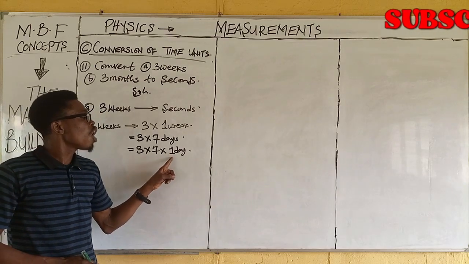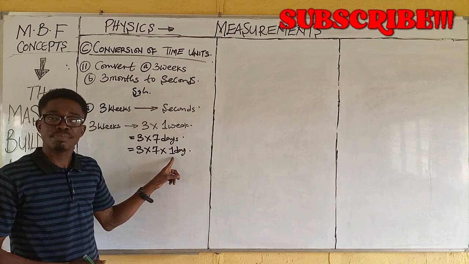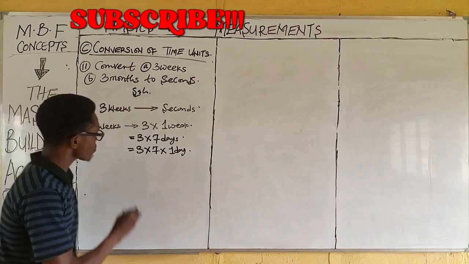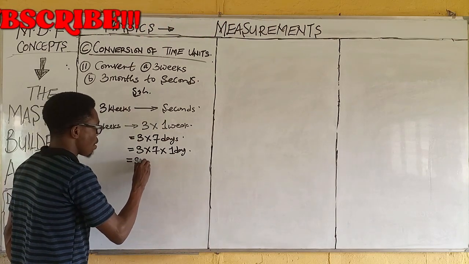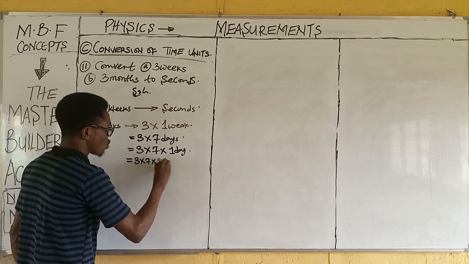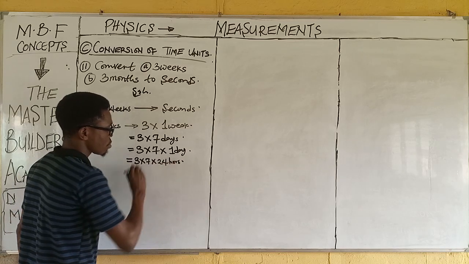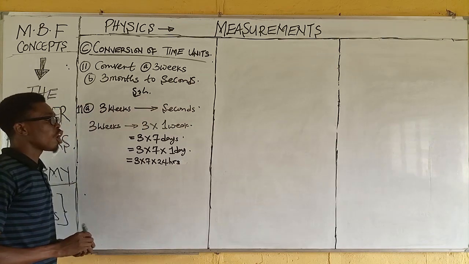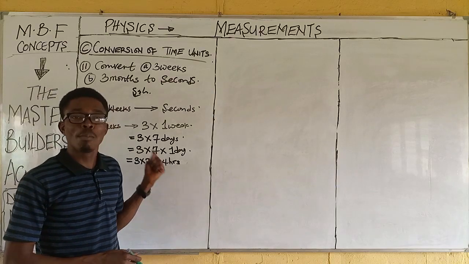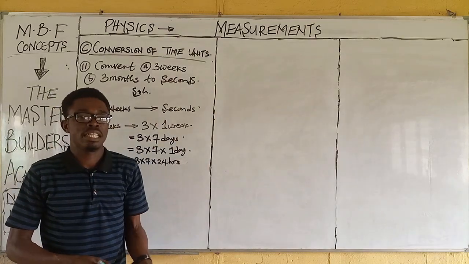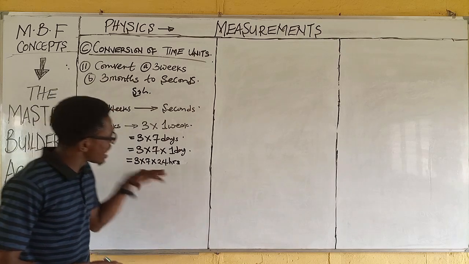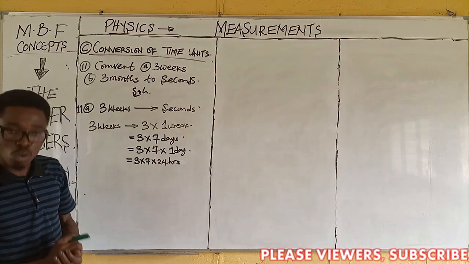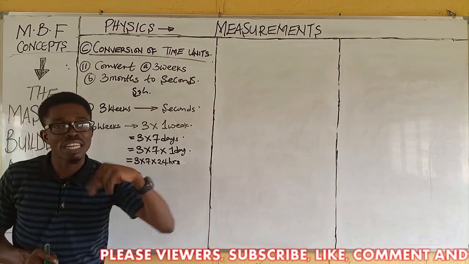Listen, guys. What is 1 day in terms of the other mini units? 1 day is equivalent to 24 hours. Then I'm going to have this as 3 multiplied by 7 multiplied by 24 hours. Are we there? Now that I have gotten my unit in hours, I need to move from hour to another mini unit. Now, what is the mini unit that is next to hours? Minutes. How do I convert hour to minute? 1 hour is equivalent to 60 minutes.